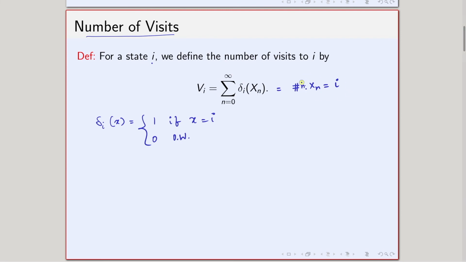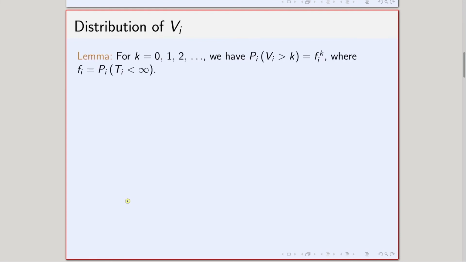I am taking the collection of all possible values of n greater than or equal to 0 such that X_n equals I, and I am taking the cardinality of that set. That basically means the number of times the chain entered into the state I. That is nothing but our V_i, and V_i is called the number of visits to the state I.